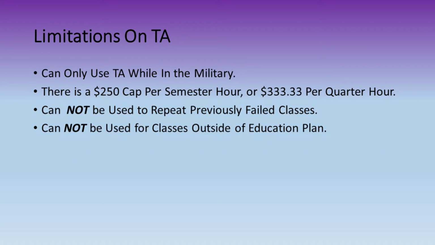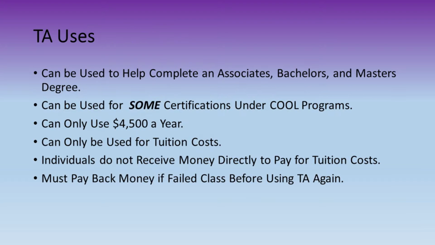TA can only be used while an airman is in the military. Currently, there is a $250 cap per semester hour or a $333.33 cap per quarter hour. There is a 124 unit cap for undergrad classes, which is a bachelor's degree. This also means the 124 units can be applied towards an associate's degree and a bachelor's degree combined. There are also 30 units of graduate classes that can be applied towards a master's degree or a PhD.